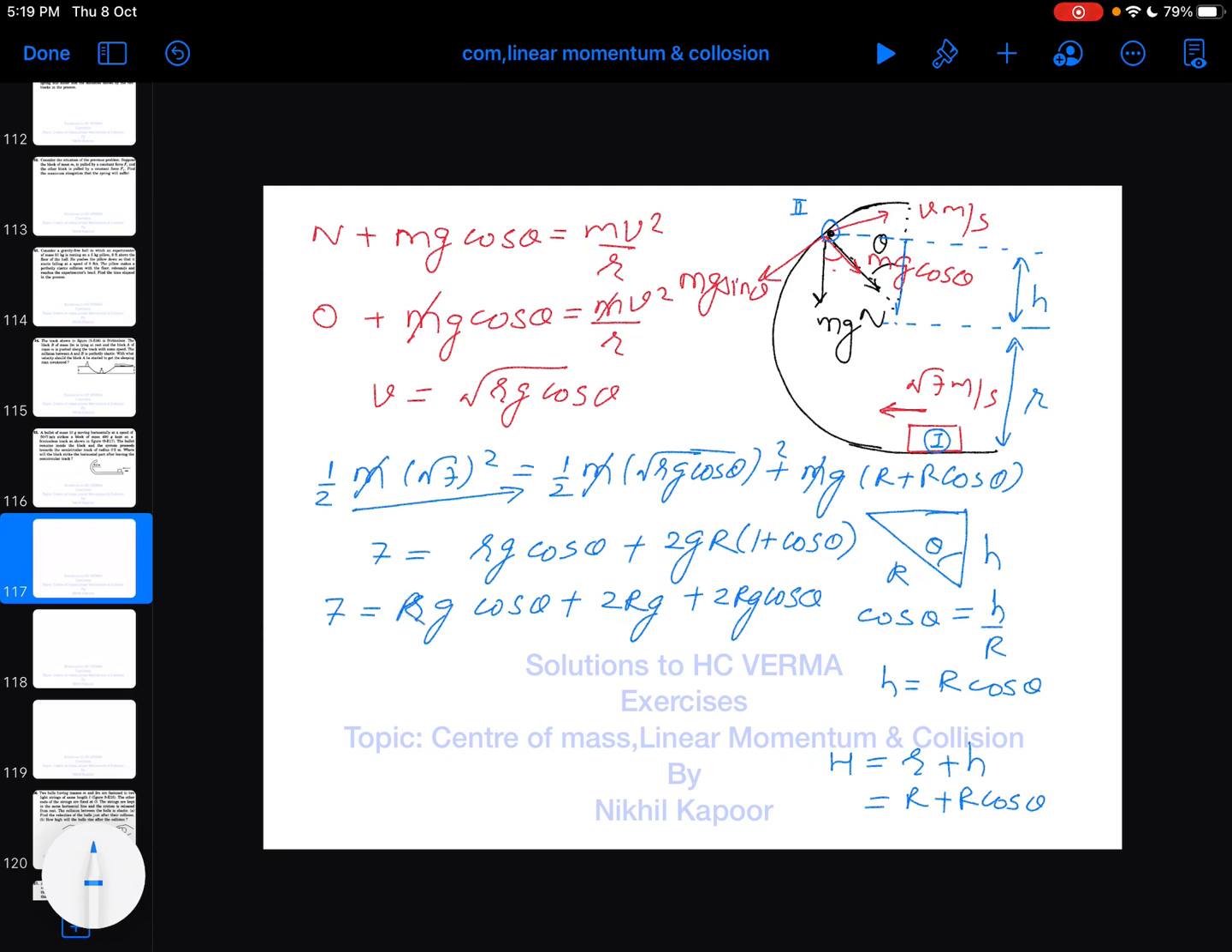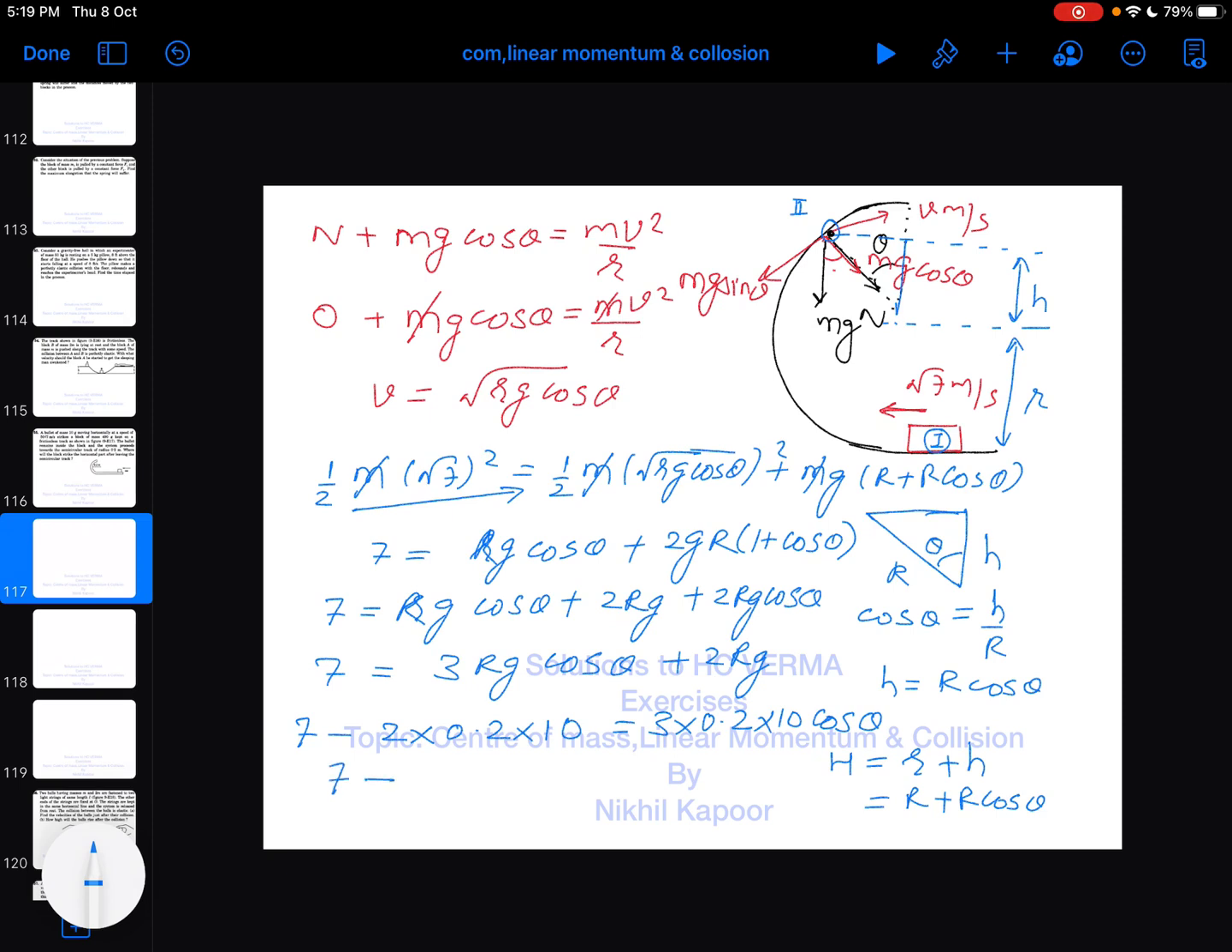This R is capital, okay, this is also capital. Rg cos theta plus 2rg cos theta will be 3rg cos theta plus 2rg. So 7 minus 2rg. What is the value of r? R is 0.2 meter into g is 10 is equal to 3 into r is 0.2 into value of g. I am taking 10 approximately, cos theta.